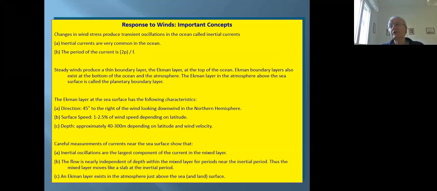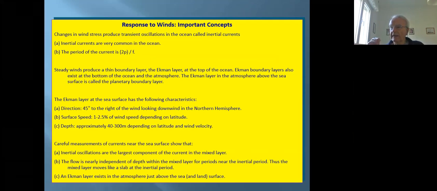Let's see what the important concepts of the response to winds are. First of all, the changes in the wind stress produce transient oscillations in the ocean, which we call inertial currents. You remember we talked about the inertial currents at the very beginning, which are associated to a certain extent with the wind.